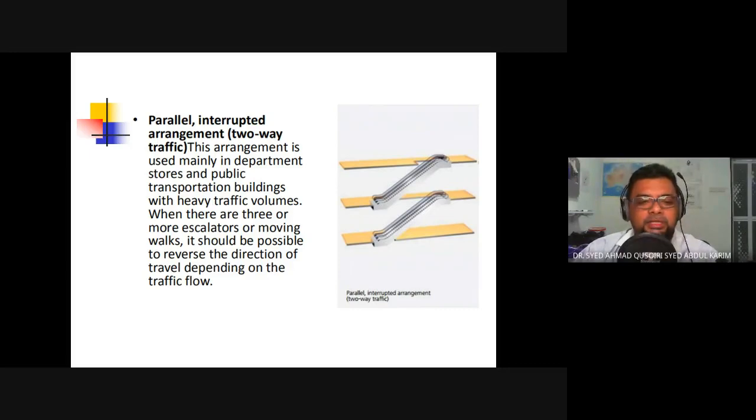When there are 3 or more escalators or moving walks, it should be possible to reverse the direction of travel. So this setup can be used for areas which have a lot of pedestrians, or areas which do not have a lot of space to put escalators at different places.